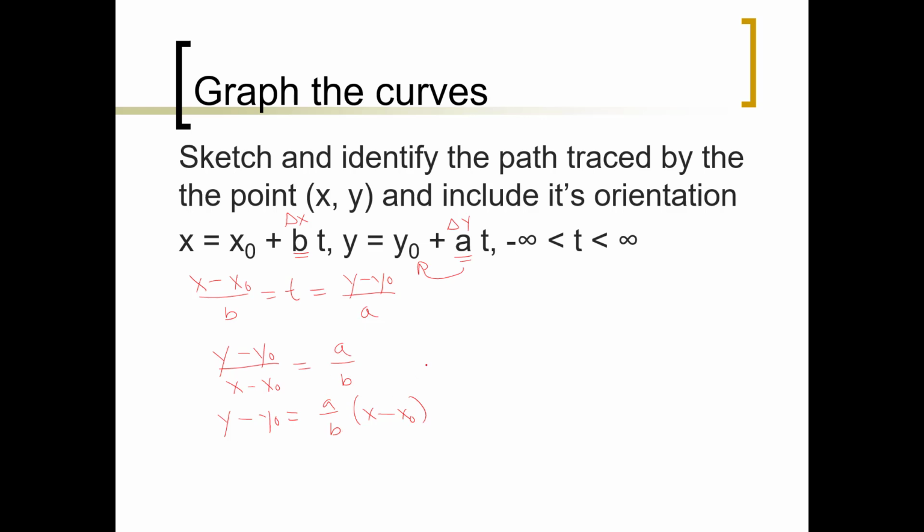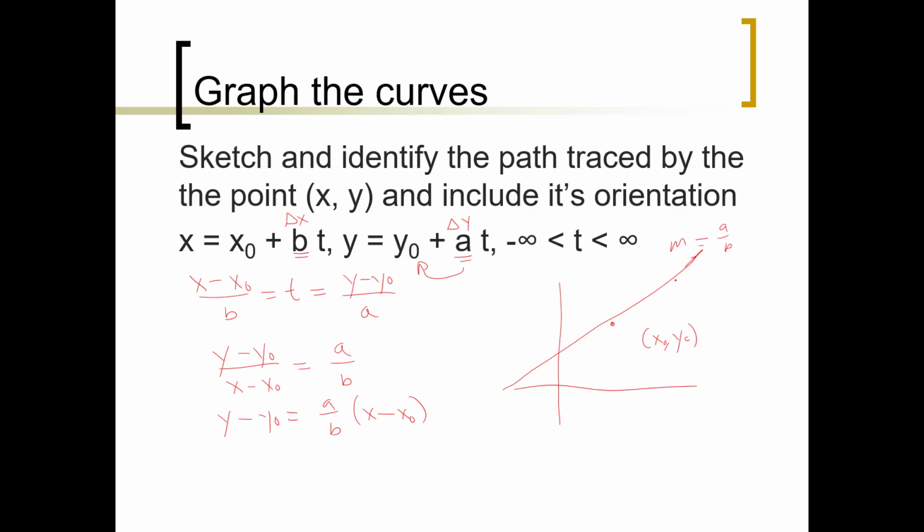So that means this particular equation of a line is going to go through a point, that point being x naught comma y naught, and it will have a slope that is a over b.